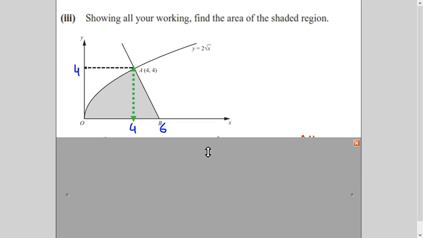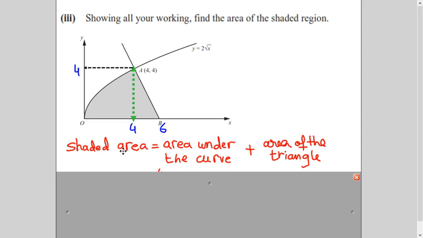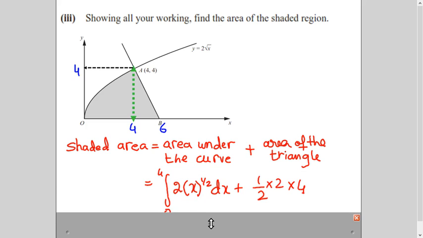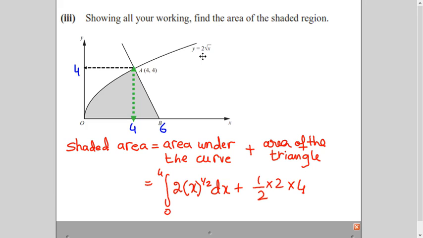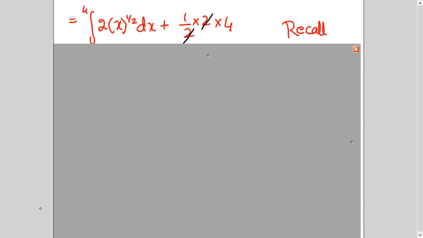So if I have to find the area of the shaded region, I will do area under the curve, this one, plus area of the triangle, this one, right? So for the area under the curve, I will integrate this curve, and limits will be 0 to 4. So this will give me area between the curve and the x-axis. And area of a triangle is half into base into height. Height is 4, base is 2, right? So let's integrate it now.